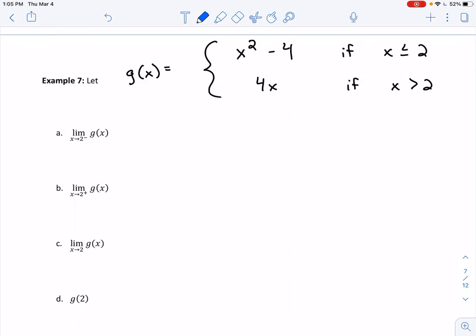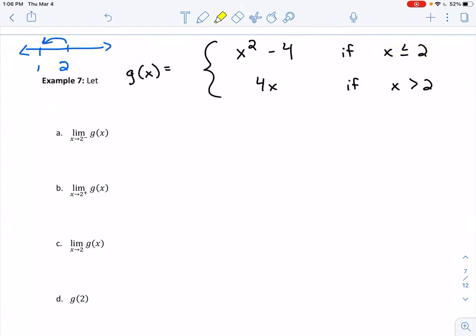So I want to think about what does the left-hand side of 2 look like? Are those values less than 2, or are those greater than 2? And if you have a hard time distinguishing that, you can maybe even create a little number line and say, all right, there's 2. Values on the left-hand side over here, like 1 and 0, are those less than 2 or greater than 2? Well, those are all less than 2. 1 and 0, those are less than 2. So for the left-hand limit, I want to look at how x is defined for values less than 2.